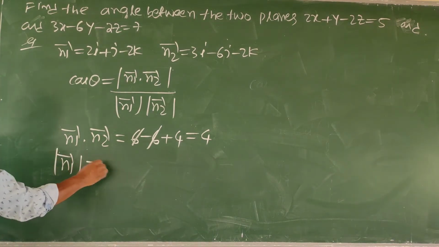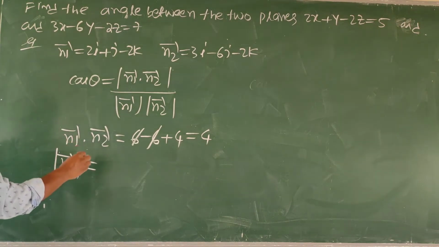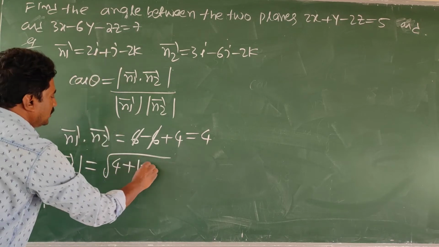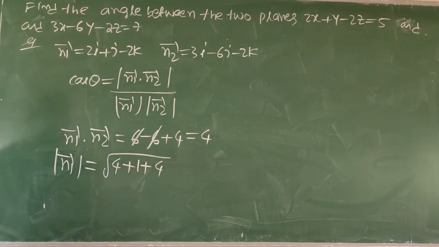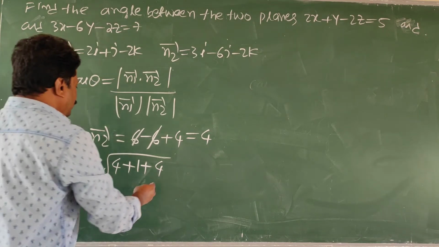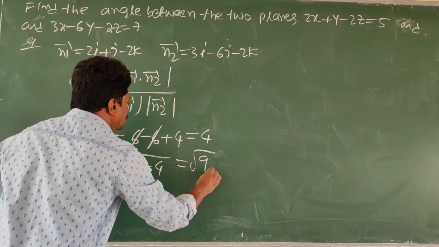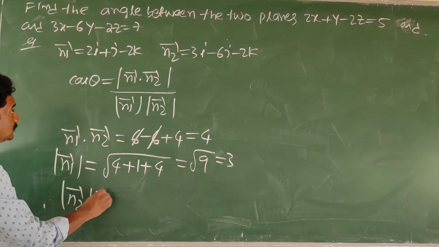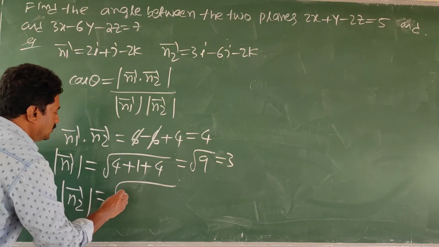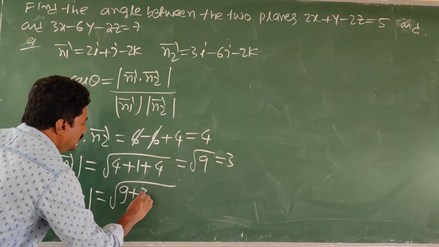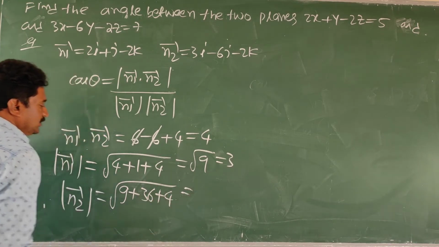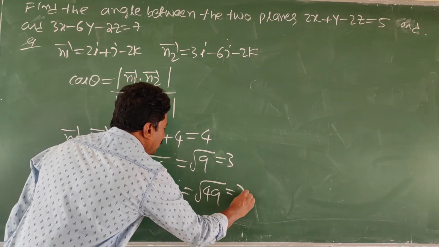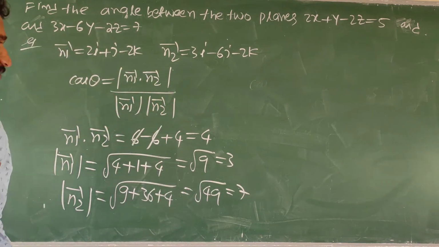Tell me length of n1, students. Root of i square, j square, k square, minus 2 whole square: 9 plus 4 plus 4 is 9, root 9 is 3. Length of n2 is root of i square plus j square plus k square. 36 plus 4 is 49. Root 49. How much is root 49, students? 7. Substitute in that.